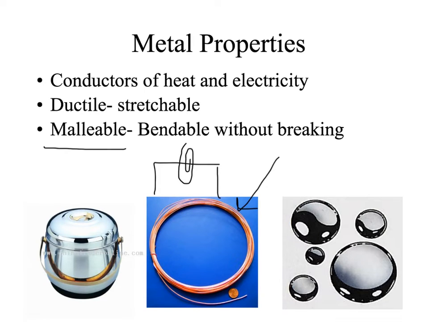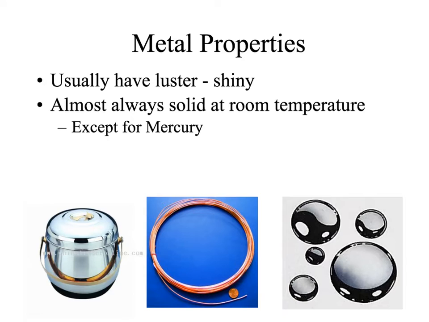without breaking, but still allow us to plug into the wall. The other property is that metals tend to have luster. Luster means that they're shiny. As we watched in a video a little while ago, the shininess of metal gave it value. We thought it was pretty. For example, gold is a very decorative metal because of its shiny luster and color.